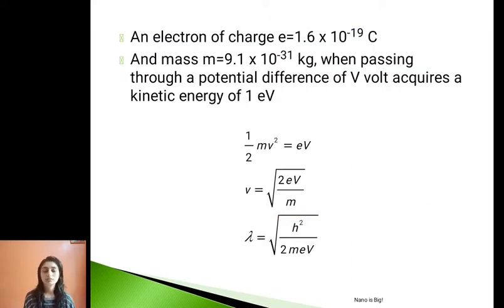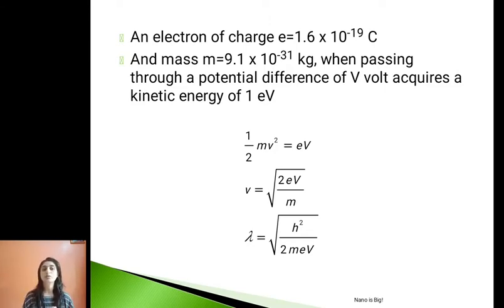We know that the charge of an electron is 1.6 into 10 raised to minus 19 coulomb. The rest mass of the electron is 9.1 into 10 raised to minus 31 kg. When this electron passes through a potential difference of V volt, it acquires kinetic energy, which is of the order of 1 electron volt. So the kinetic energy of the electron equals eV, so half mv square equals eV.